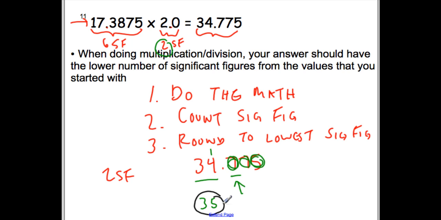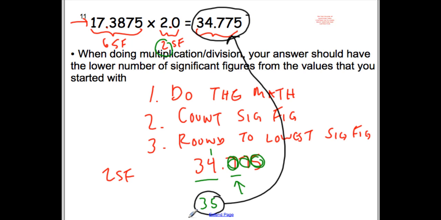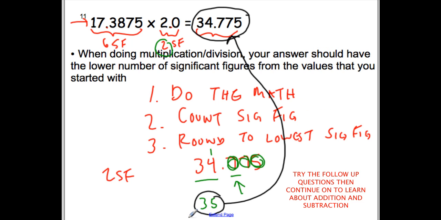Again, make sure that your answer is close in approximation to the answer that we started with. We started with 34.775. 35 is a good way of rounding that out. So that's your last example there. If you're having trouble with this, make sure that you talk to me in class. Go ahead and try the practice problems, and we'll get some more practice in class.